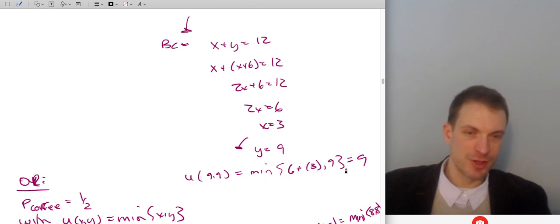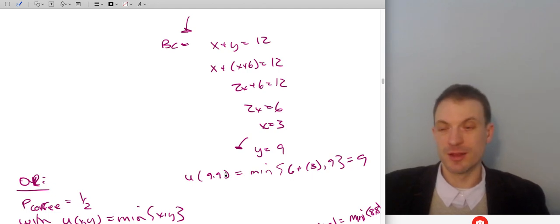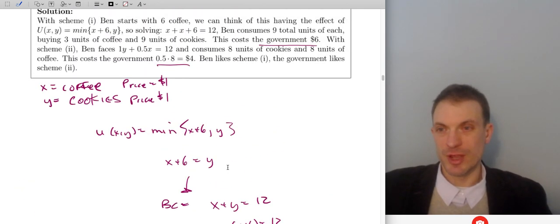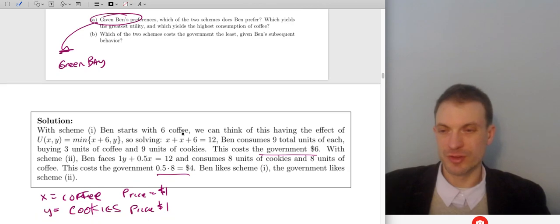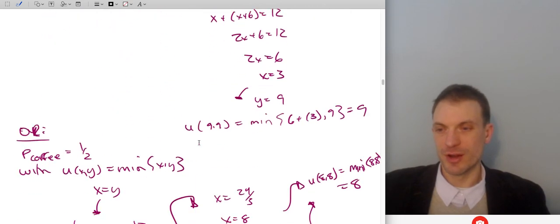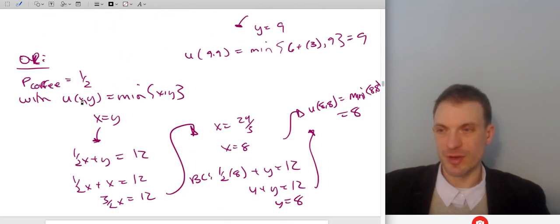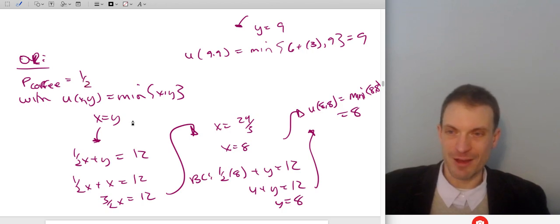So my utility is going to be whichever is the smaller of this side and that side of the comma. It's 9. Okay, the other situation was, suppose they subsidize the price of coffee, so I pay half price for coffee. All right, so initially the price of coffee was 1. Let's make the price of coffee 1/2.